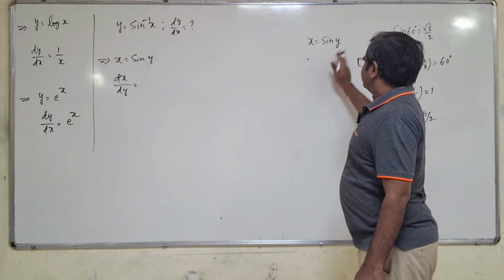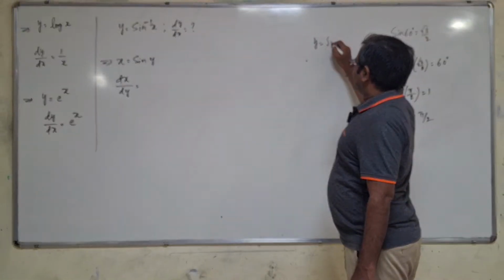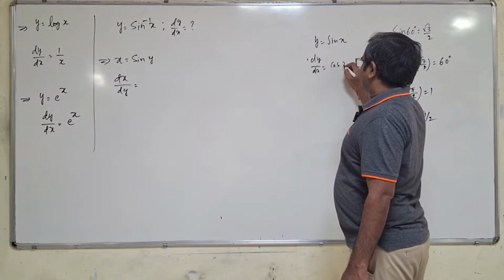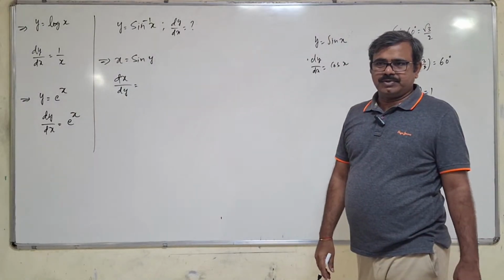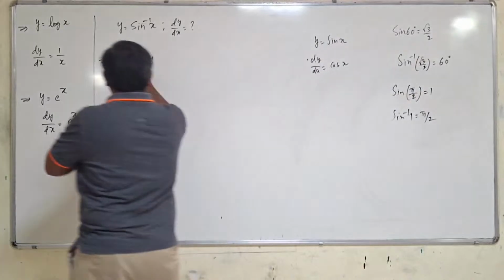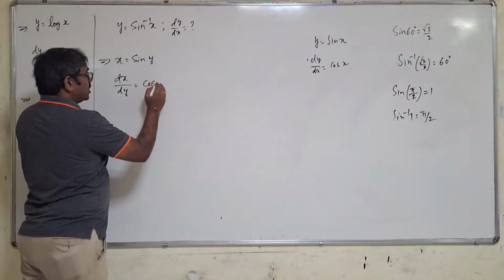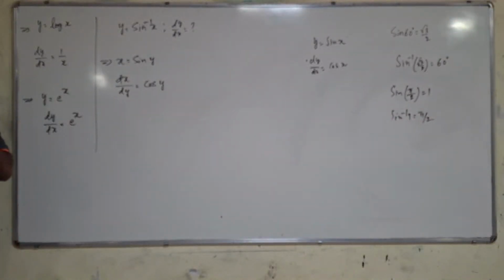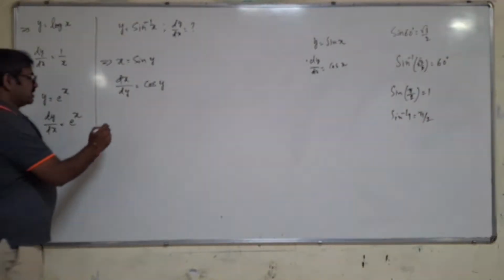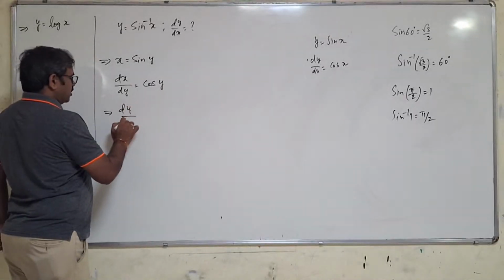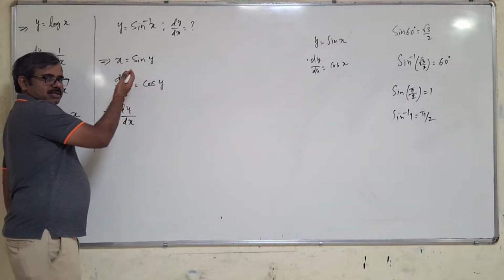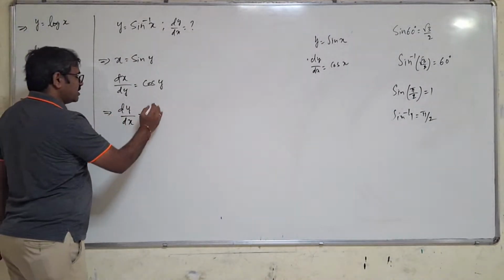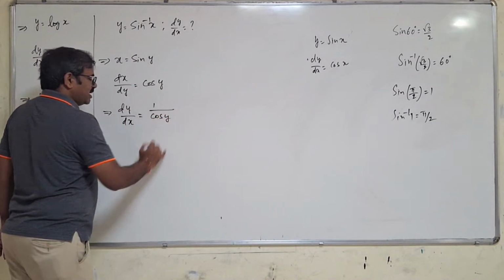We wrote down the formula yesterday. If y is equal to sine x, we know dy by dx is equal to cos x. So if x is equal to sine y, we know dx by dy is equal to cos y. You understand this? It means we take the reciprocal. Dx by dy, the reciprocal is dy by dx. What do we get? Dy by dx equal to 1 by cos y.